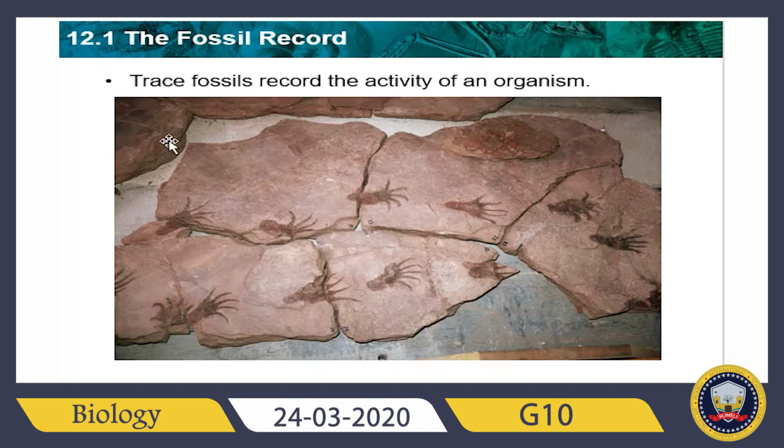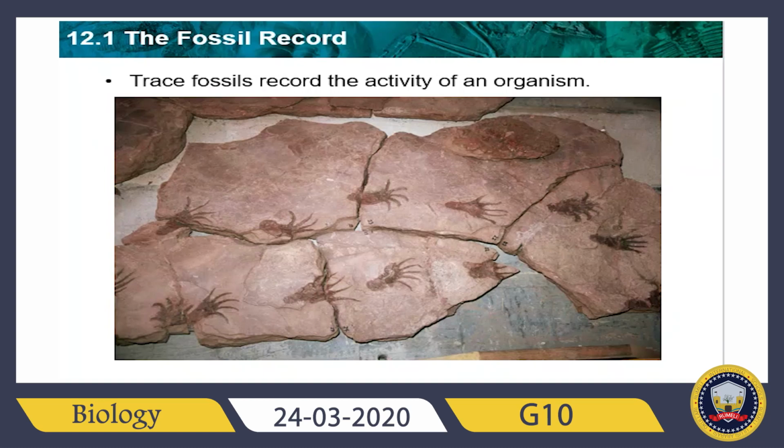So what about, guys, the third way by which a fossil can form? Okay guys, here we have something called trace fossils. And guys, trace fossils record the activity of an organism, and they include what? They include footprints, as we can see here, or imprints of leaves, nests, or burrows. Okay, so trace fossils record what? They record the activity of an organism.